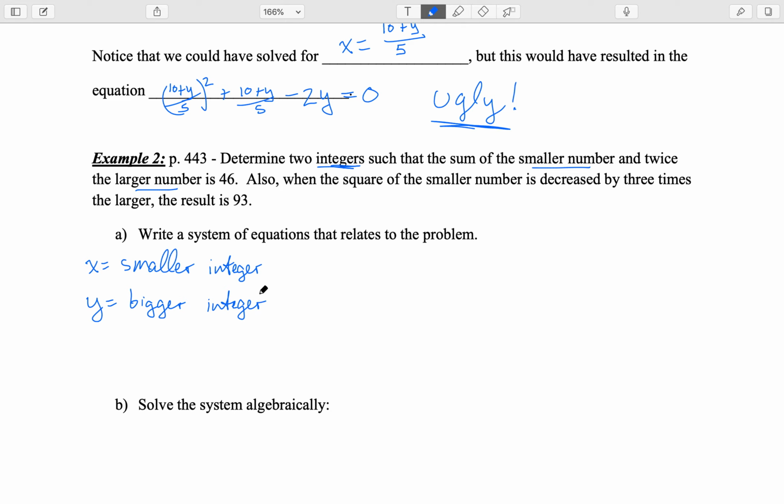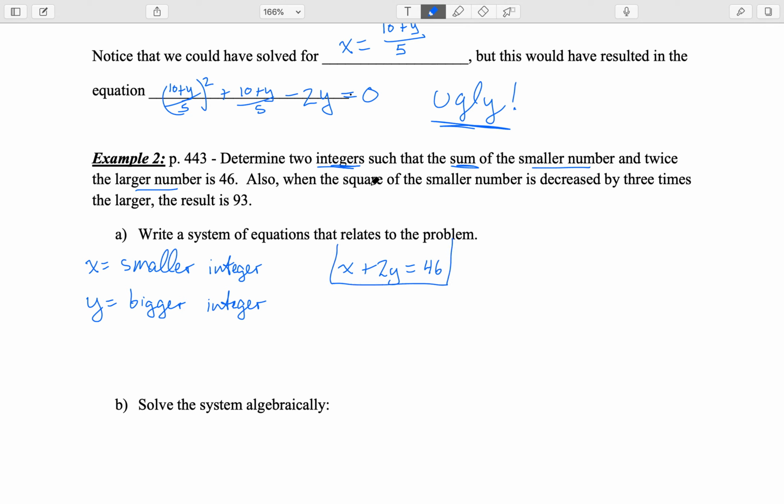Okay. So there's my 2 variables. However, I need 2 equations. Now it says the sum, that means adding, the smaller one, so x, plus twice the larger one, 2y, means equals 46. There's an equation. Yay, it's linear.